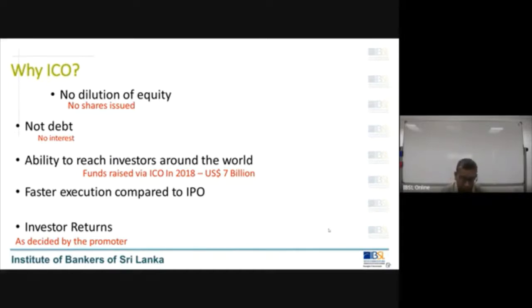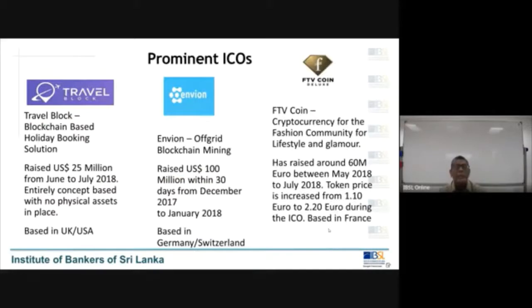So this is another method, and there are some instances from prominent ICOs in 2018. These are some examples of ICOs offered in the world, but Sri Lanka has not had much, unlike the UK, USA, Germany, France, Switzerland. So these are some of the famous prominent ICO issues, right? Travelblock, ADB, FTB coin, Deluxe.